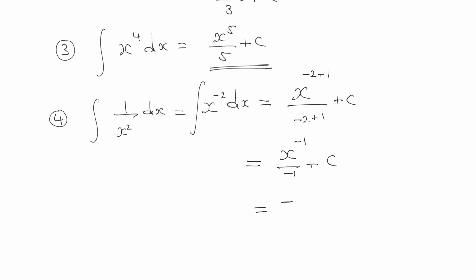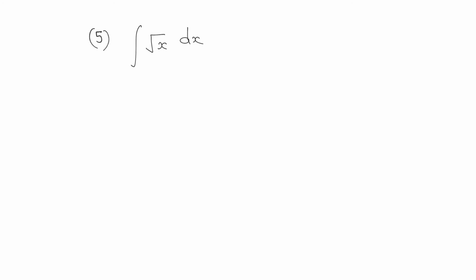Or you can modify it as x raised to minus 1 can be written as 1 divided by x plus c. Now if it is in the form of integration of root x dx, so we can write root x is nothing but x raised to 1 by 2 dx and integration of this. So this will be equal to, over here the value of n is 1 by 2, so we can write it is 1 by 2 plus 1 divided by 1 by 2 plus 1. So we can write plus constant of integration c.